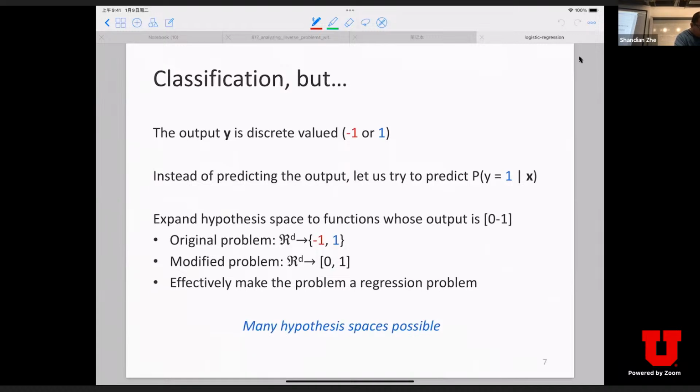So again, that's why although we're working on a classification task, logistic regression essentially is doing a regression, because you're going to regress a continuous value, although this value must be between 0 and 1, because it has an interpretability. It interprets the prediction as a probability. And then, given this formulation, we can have many hypothesis spaces.